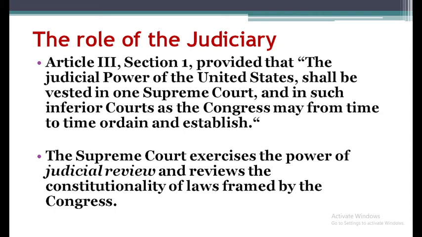The Supreme Court also exercises the power of judicial review and reviews the constitutionality of laws framed by the Congress. It can nullify any law passed by the Congress or such executive orders issued by the President if they are found to be at variance with the spirit of the Constitution. This means that the Supreme Court has its role to check the working of both the legislature and executive branch of the government.